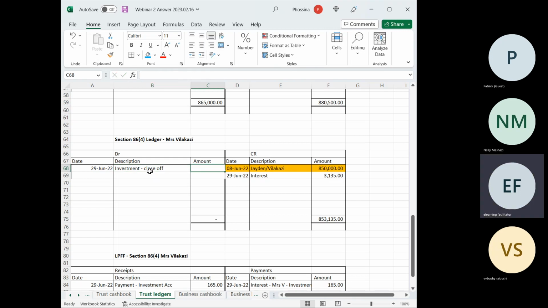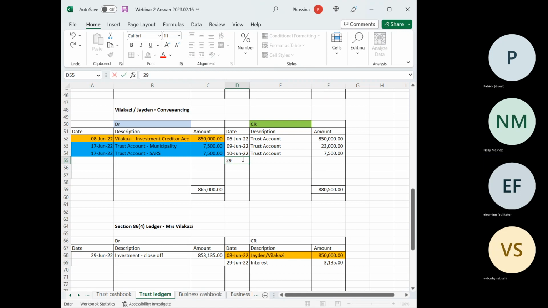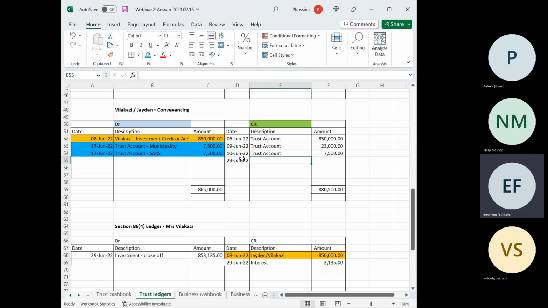So we are transferring to our trust ledger for Mr. Jaden and Miss Vilakazi, and we are closing off, and we transfer the full 853,135,000, and then our account balances, there's nothing left. So when we also go to our client's ledger, this transaction, we also move it. Now it's back into trust. We are coming back to our trust account.